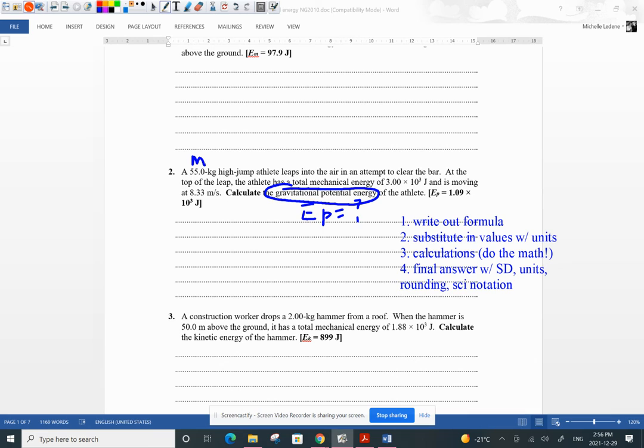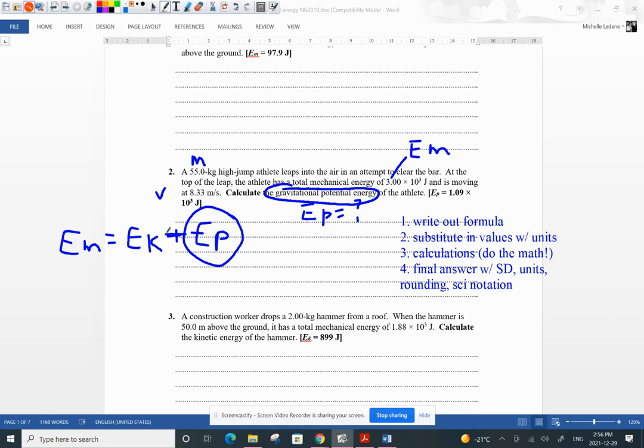So we have the mass. Oh, good, no conversions needed there. It's already in kilograms. We have the total mechanical energy given to us, 3 times 10 to the 3 joules. And we also know the speed of the object. So let's write down our formula. EM, mechanical energy, is EK plus EP. So we are trying to solve for EP. So let's rearrange. We want only EP on this side of the equation.